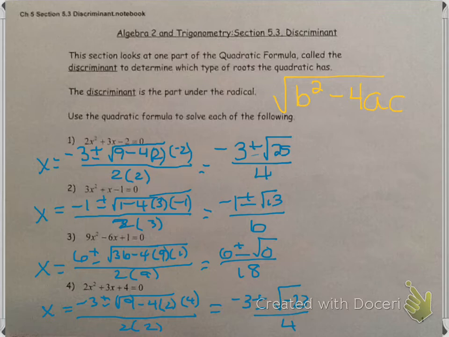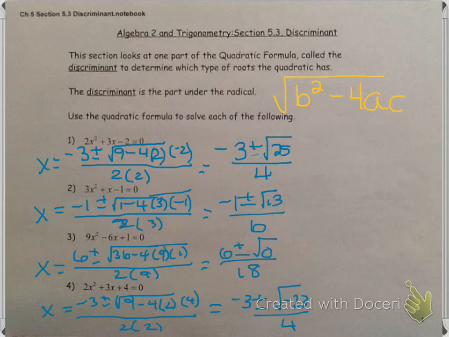In the second one, you got -1 plus or minus the square root of 13 over 6. Notice the part under the radical is the square root of 13. 13 is a non-perfect square. In the third one, 6 plus or minus 0. Again, we got 0 under the square root over 18. And the last one, -3 plus or minus the square root of a negative number over 4.